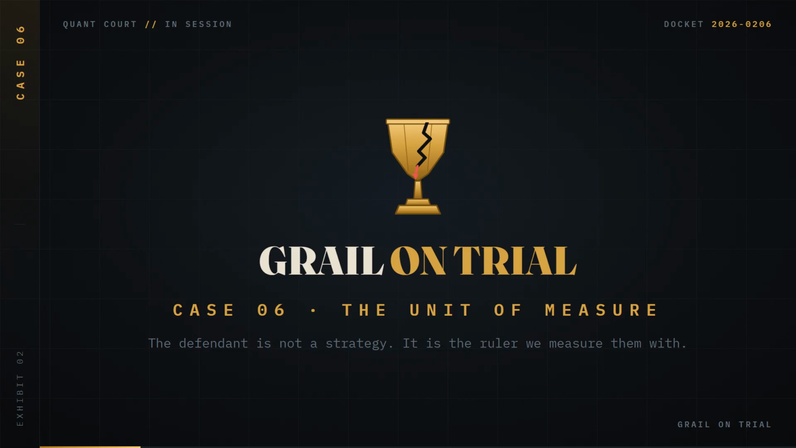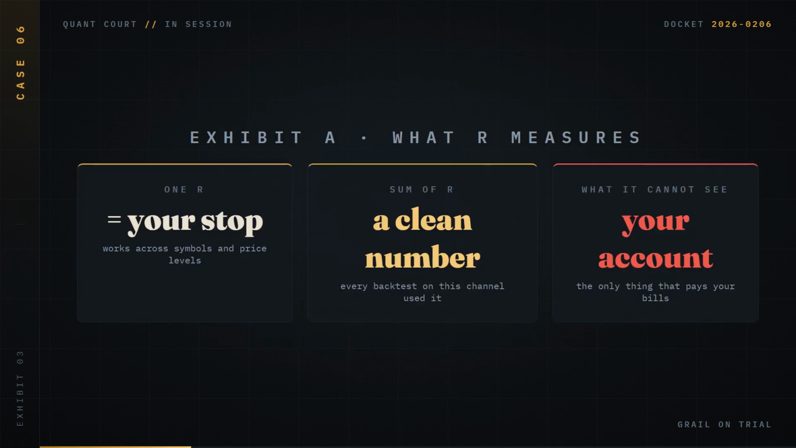Today the defendant is not a strategy. It is the unit we measure them with, the R multiple. R is risk. 1R is what you lose when the stop is hit. Sum the R and you get a clean number that works across symbols and across price levels. Every backtest on this channel used it. It is a good ruler. It is also blind to the only thing that pays your bills.